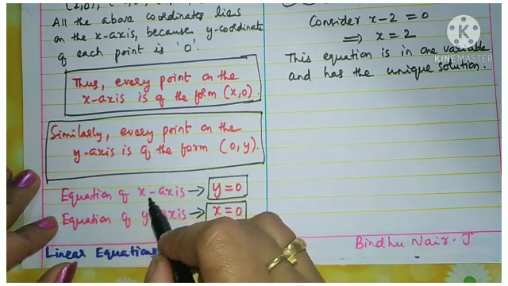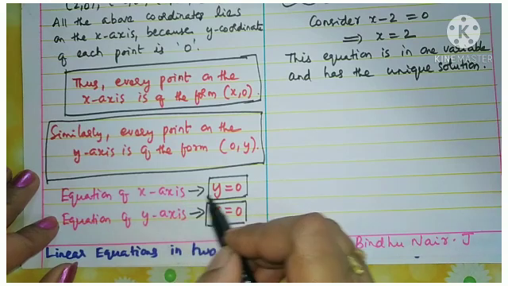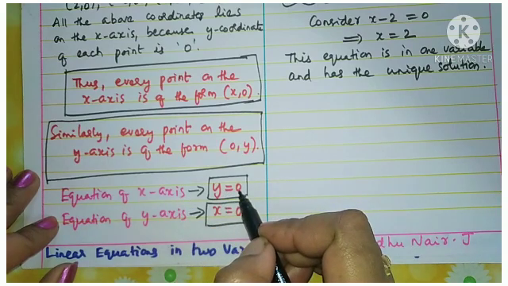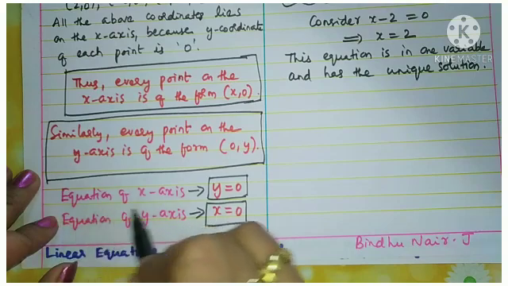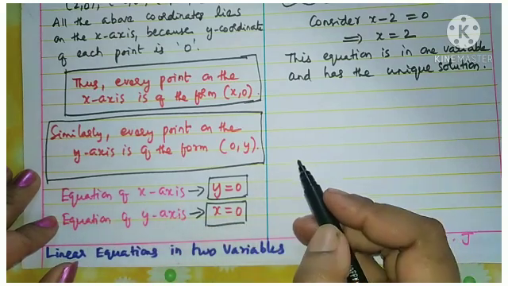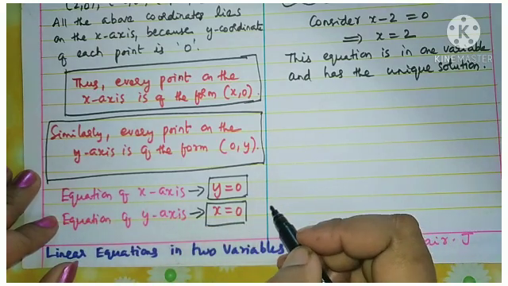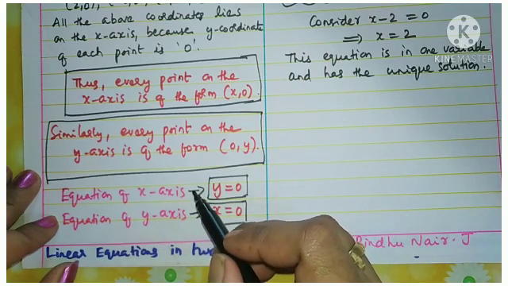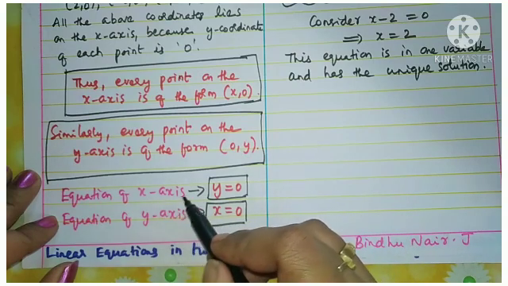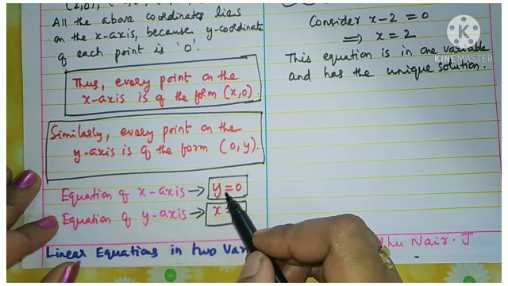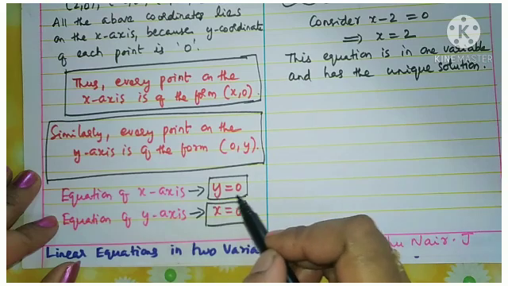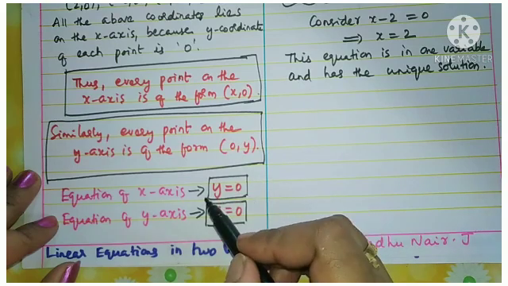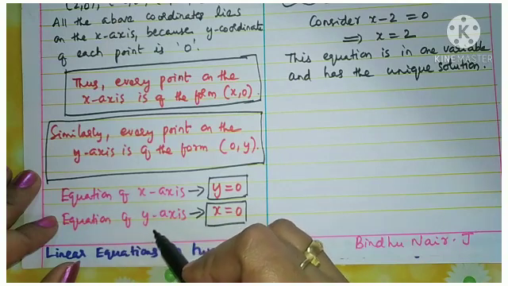So next important point, children, equation of x-axis, equation of y-axis. How to write the equation of x-axis? The answer is y equal to 0. Can you say why? Because on the x-axis, all are x coordinates and there is no y coordinate. The y coordinate is absent. So whenever you are forming an equation for the x-axis, it means y equal to 0 because there is no y coordinate. So this is the equation for the x-axis. Similarly, equation of y-axis.